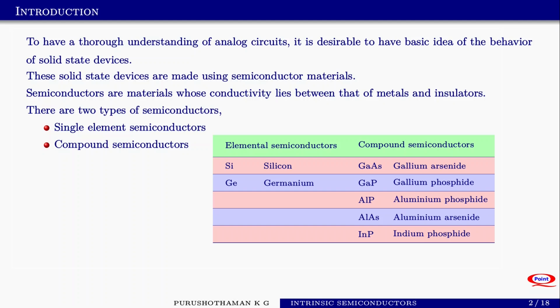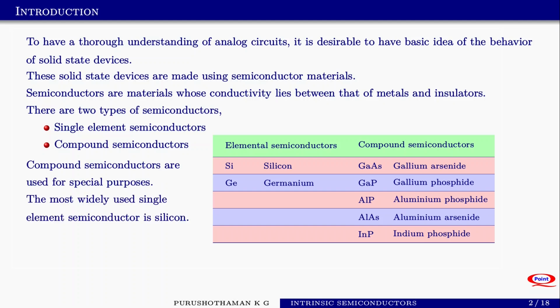Germanium was the first semiconductor used for constructing electronic devices. Soon, silicon replaced germanium because of two reasons. One reason is silicon is abundantly available in nature, and the second reason is silicon devices have lower sensitivity to temperature than germanium devices. So silicon is the most widely used single element semiconductor. So our discussion is mainly about silicon devices.